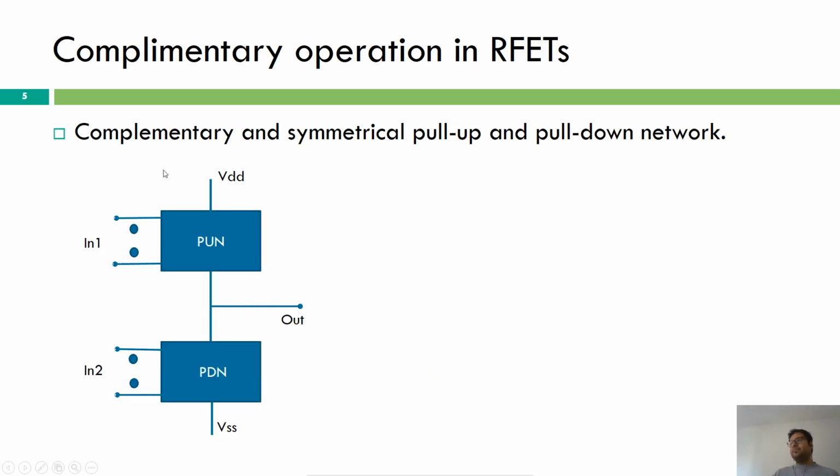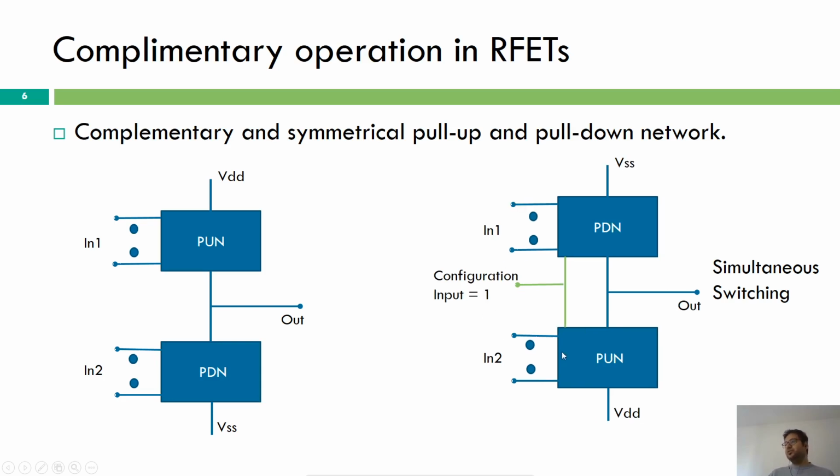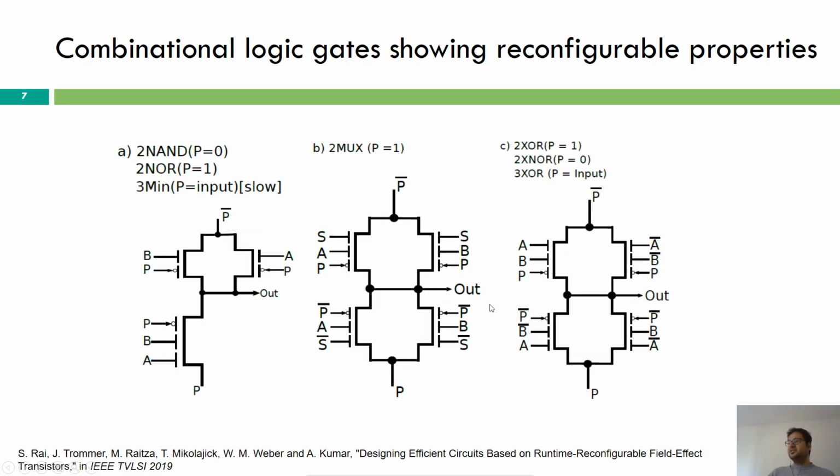RFETs also work on the same notion of the pull-up and the pull-down network. In CMOS, you have to give the correct set of inputs so that one of these networks is on, so that your output is at logic high or logic low. Similarly, RFETs also work in the same way, but here there is a configuration input, which is basically the input going to the program gate, and it defines whether the pull-up network or the pull-down network is switched on at a particular time. And when you change the configuration input, this whole network changes simultaneously, and hence we can have more than one functionality, as we'll see in these logic gates.